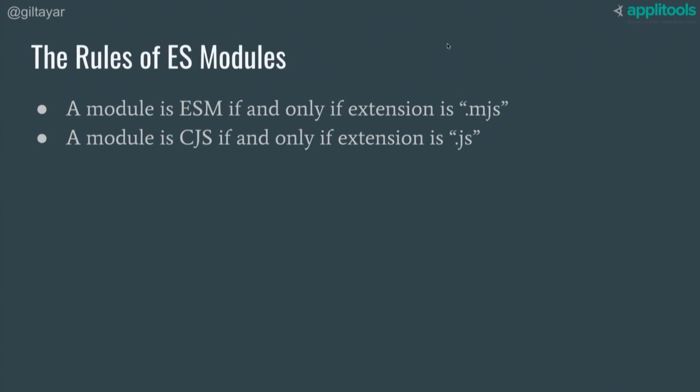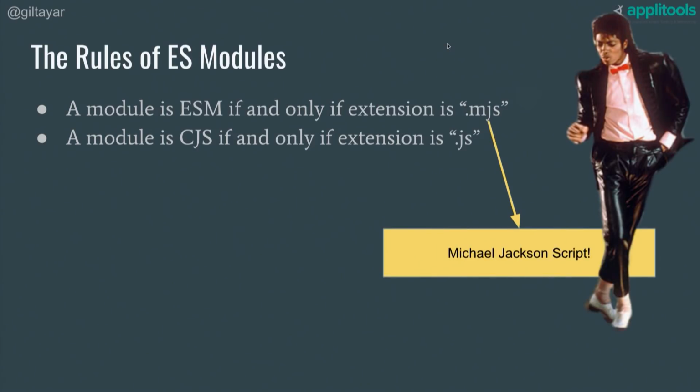And the rules of ES modules are very, very simple. And it's an interesting one. A module is ESM if and only if the extension is MJS. So when Node sees MJS, it knows that it has to be an ESM module. And a module is CJS, CommonJS, if and only if the extension is .js. And I like to call them the Michael Jackson scripts because it fits very well.